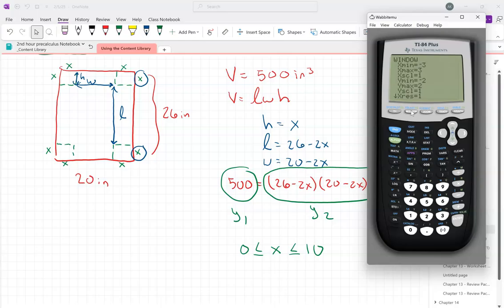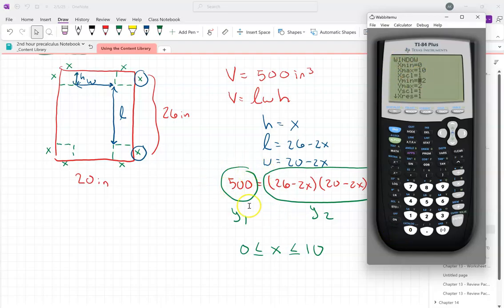Now that I've got this entered, I'm going to go to my window. My x's are going to be between 0 and 10. I know that guarantees the side lengths of this box are always positive valued. I should say non-negative. Now let's think about our y's.